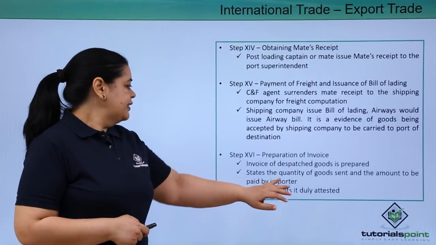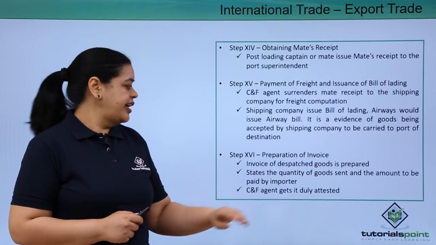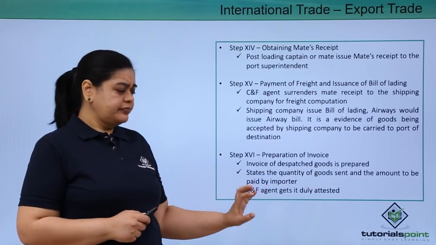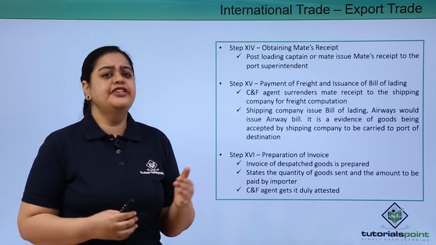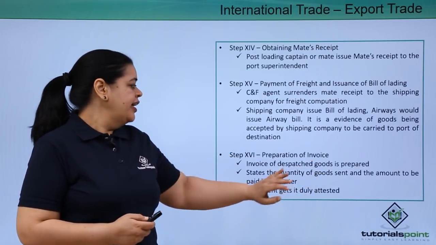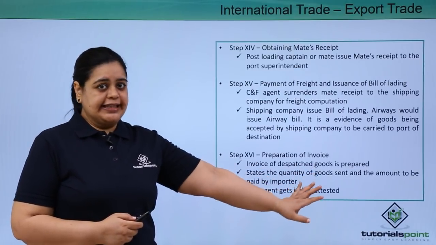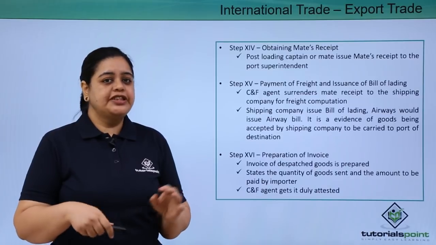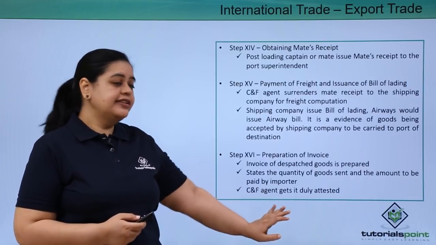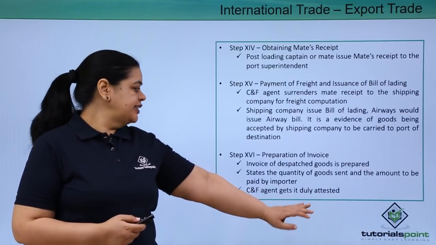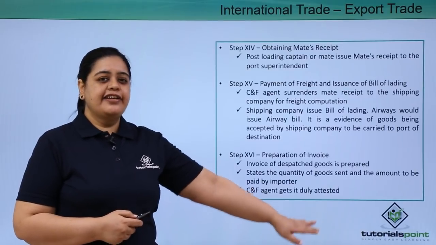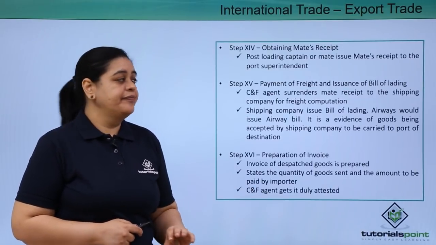Okay, now the next step is preparation of the invoice. In this you have to prepare an invoice about the goods which are dispatched. You will state in that invoice the quantity of goods which has been sent and the amount of goods which is being sent. Post that, the clearing and forwarding agent will get the invoice duly attested.